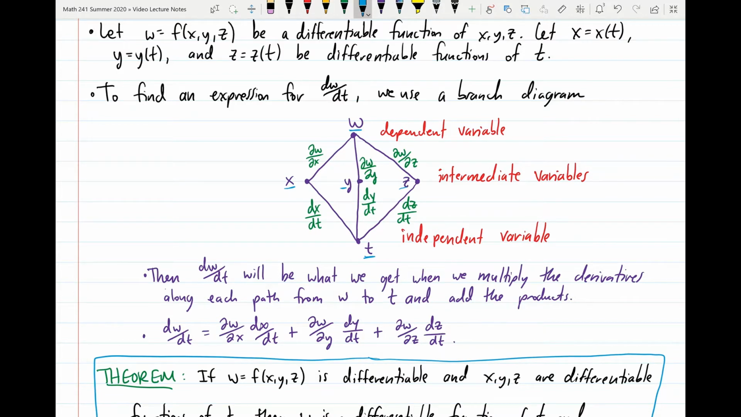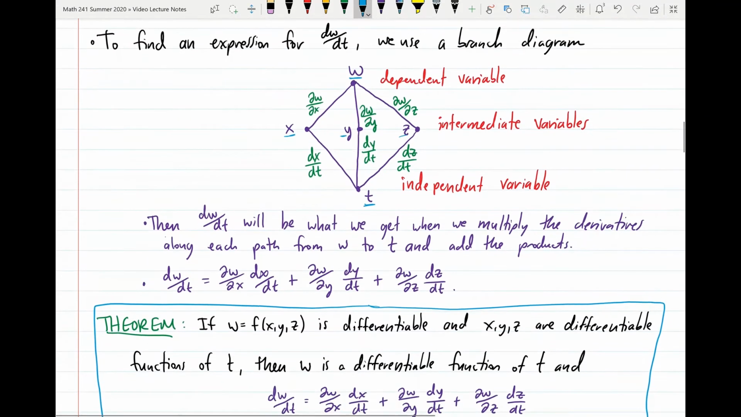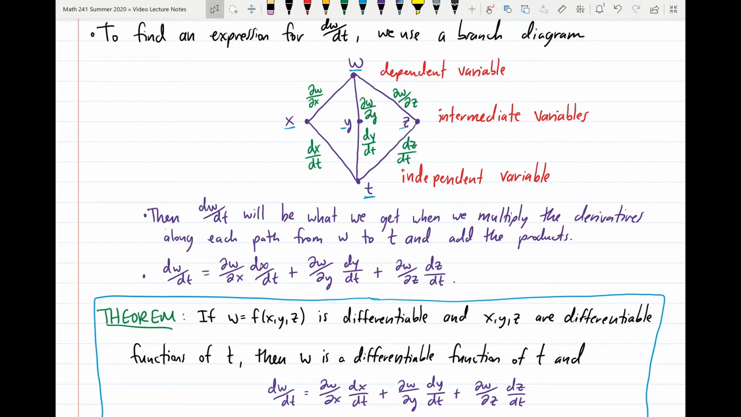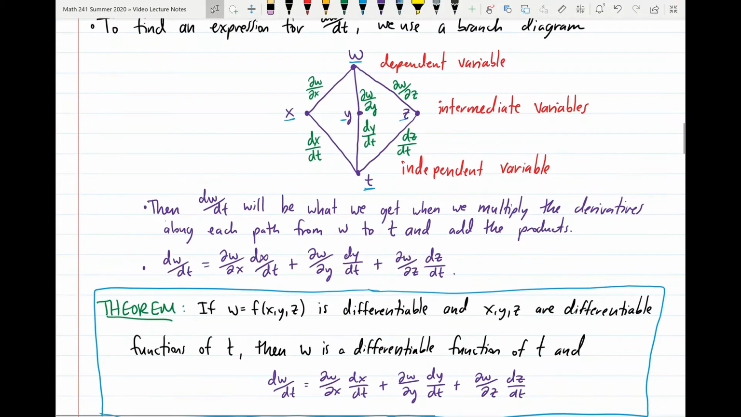We have partial w with respect to x, with respect to y, with respect to z. And then we also have the ordinary derivatives of x, y, and z with respect to t. And again, the derivative of w with respect to t is going to be what we get when we multiply the derivatives along each path from w to t and then add the products together.